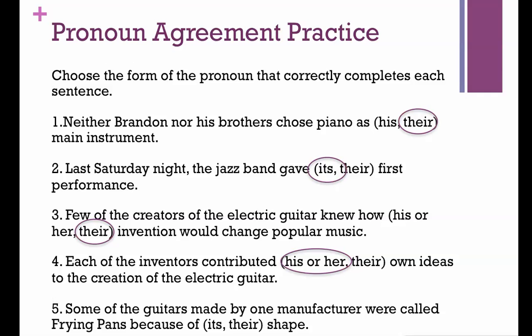Number 5, some of the guitars made by one manufacturer were called frying pans because of its or their shape. Again, I need to find the antecedent. So I need to cover up all the modifiers. Of the guitars made by one manufacturer, while of the guitars is a prep phrase modifying some, made by one manufacturer is a participial phrase modifying some. Cover both of those up. Some is the antecedent. However, some can be either singular or plural, so I have to look at what it's referring to. Some is referring to guitars, which is plural, which means some is functioning as plural, and I therefore must take the plural pronoun there to agree with the antecedent.